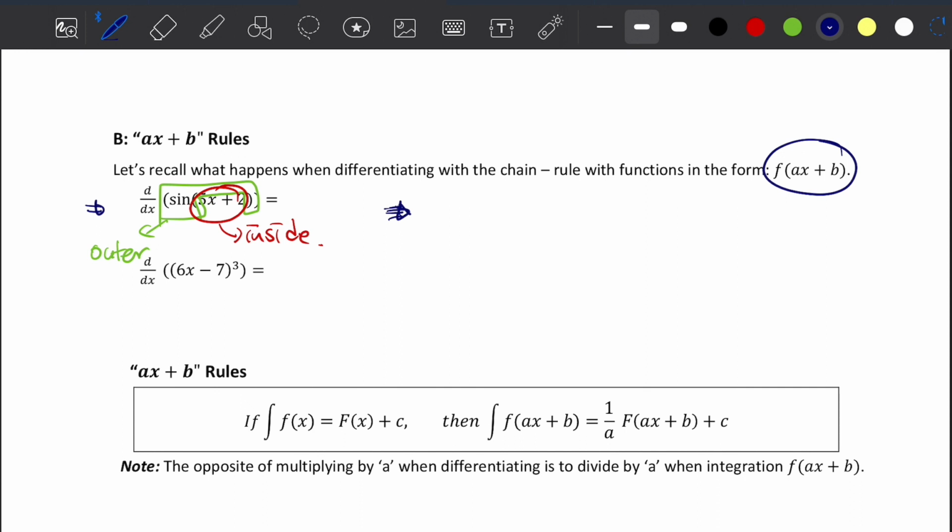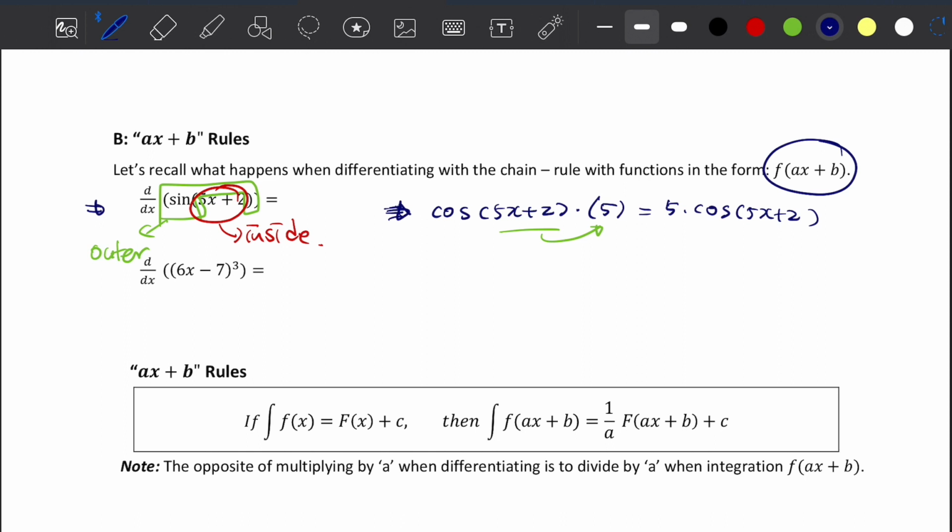So the outer sine part becomes the cosine, right? And then we have cosine 5x plus 2. And after that, we take the inside and differentiate that inside part. So it becomes the 5, right? Then our differentiated form of this composite function is 5 times cosine 5x plus 2.